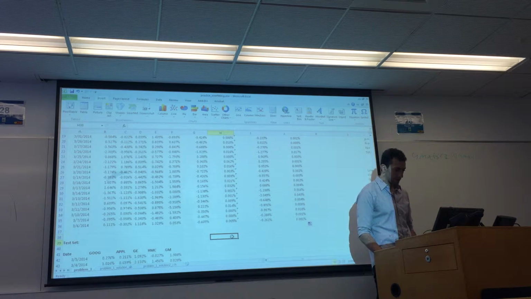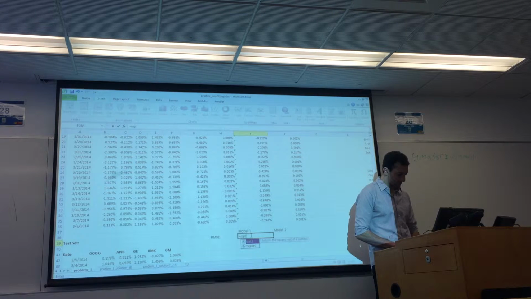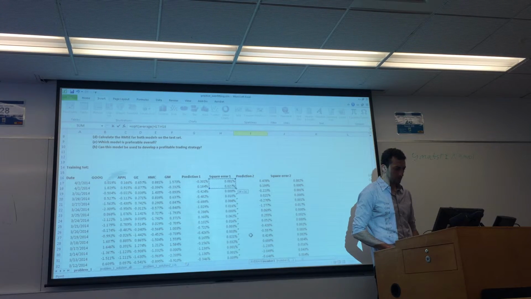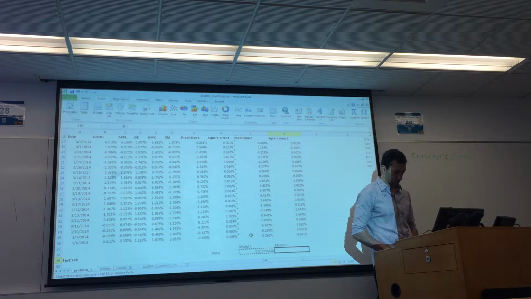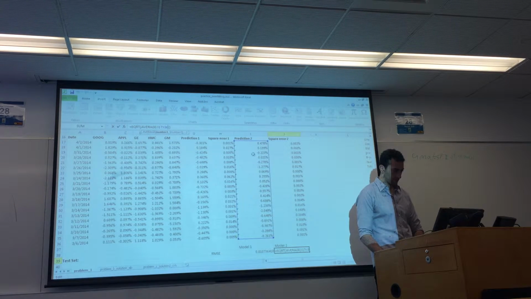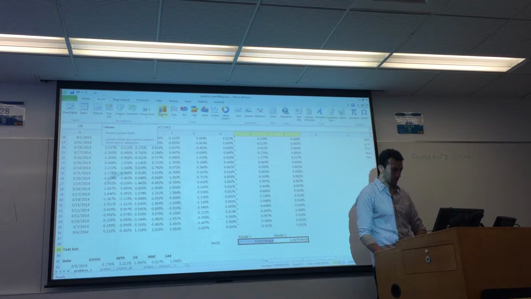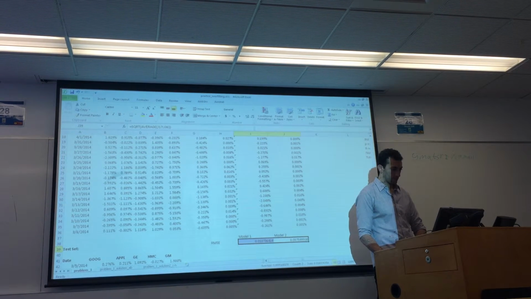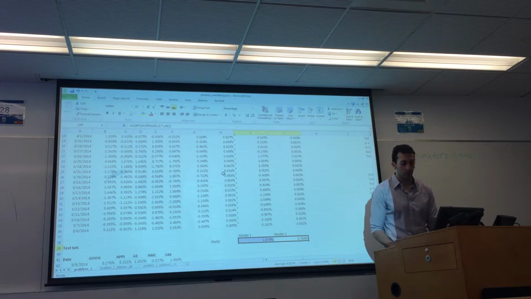Okay, now we find the RMSE. Model 1, model 2, and like before, it will be the square root of the average. Okay, any question about what I did?